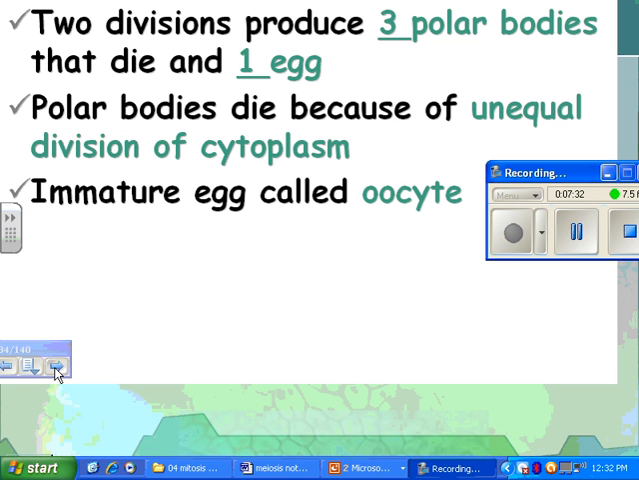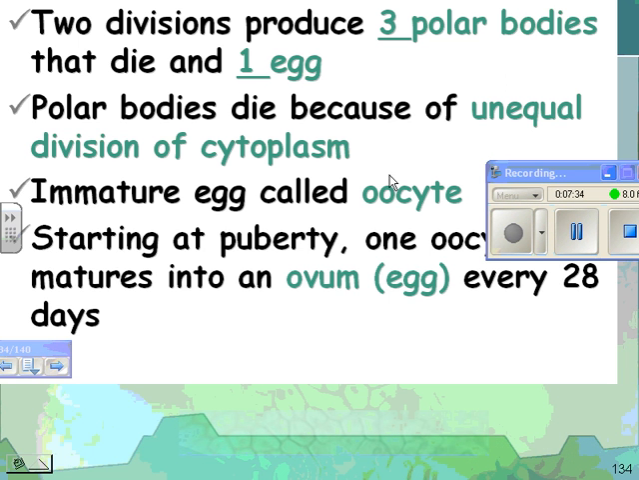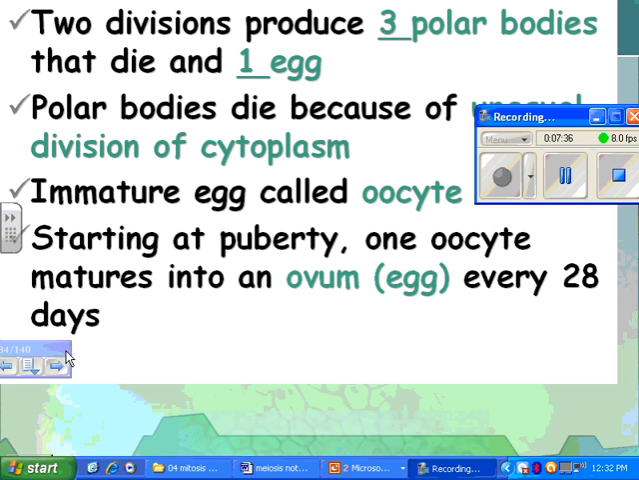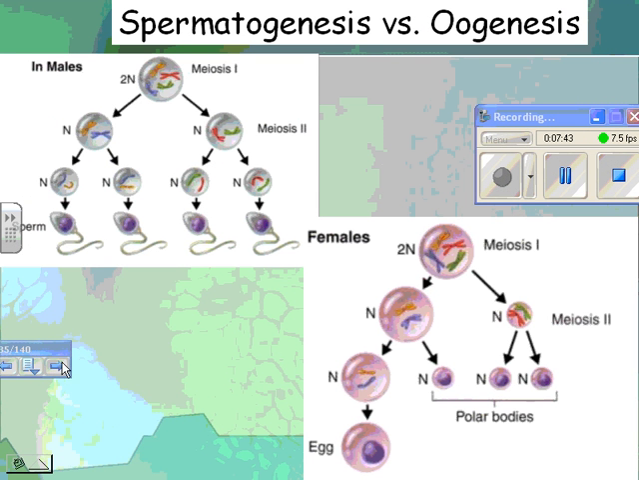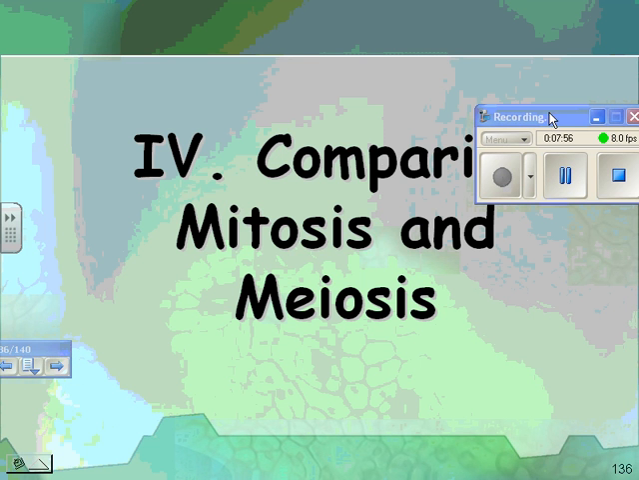An immature egg is called an oocyte. Starting at puberty, about 1 oocyte matures into an ovum every 28 days. That's a little bit different from the 250 million sperm a day. So anyway, spermatogenesis, you get 4 sperm, and they're all about the same. And with oogenesis, you make 4 cells, but 3 of them are junk. And that's it.